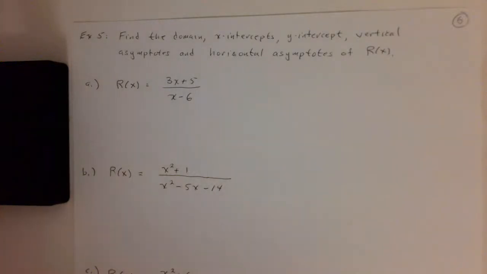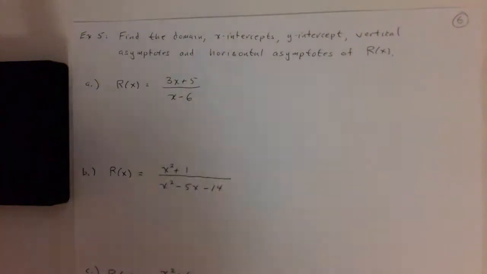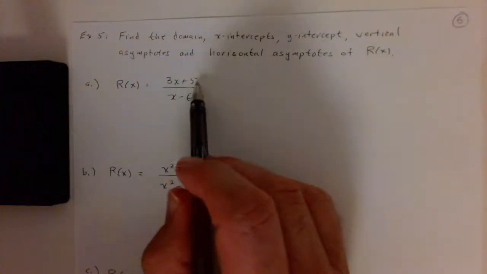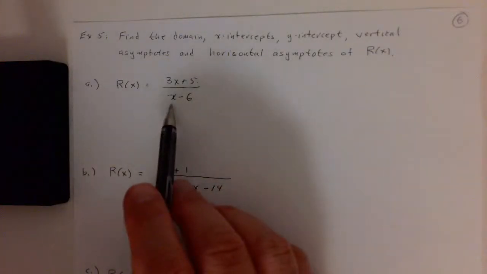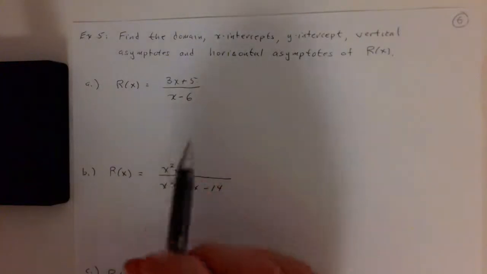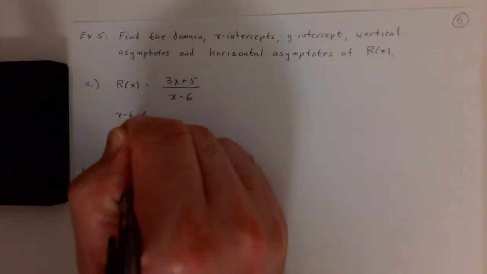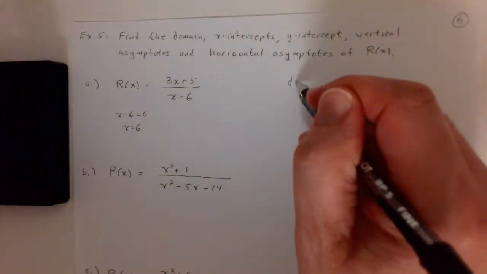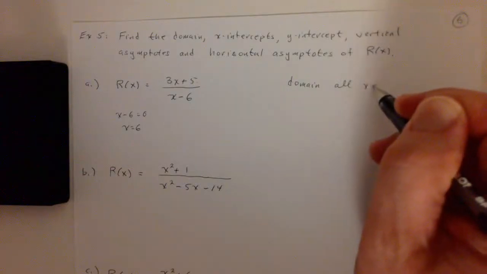In all these ones, you want to try to factor if you can. There's really nothing to factor on this first one, so we just go from there. We can see this is going to be in lowest terms already. So the domain, that's where the denominator is not 0. Okay, so the domain would be all x not equal to 6.